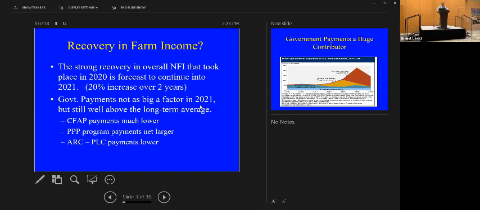In 2020, we had the coronavirus food assistance program payments. Those essentially came to an end for most producers in 2021. So none of that in 21. That was a big deal in 2020. While in a broader context, the Paycheck Protection Program was a big deal for the U.S.